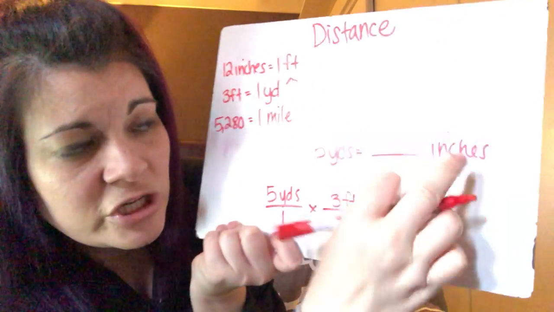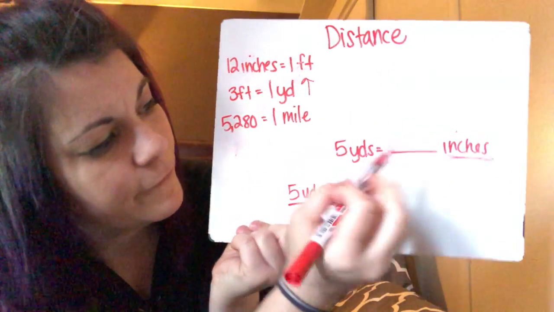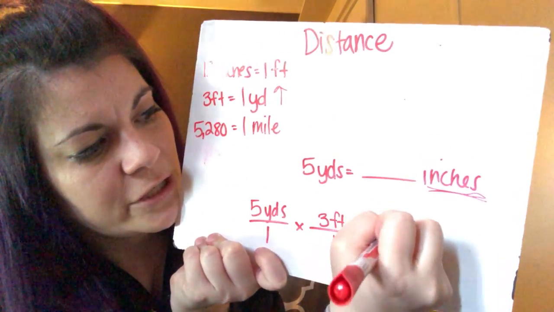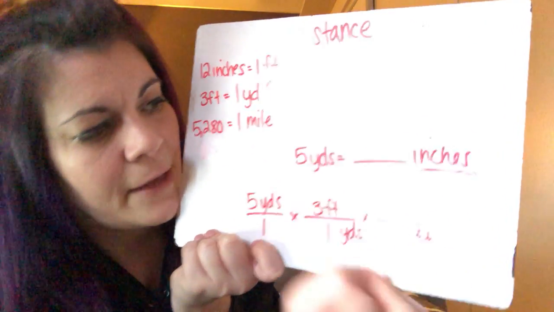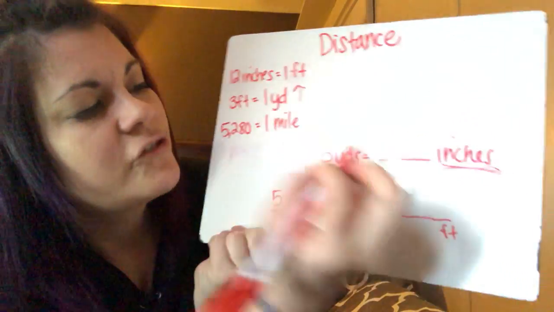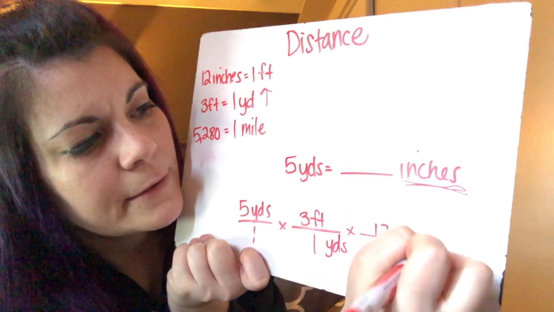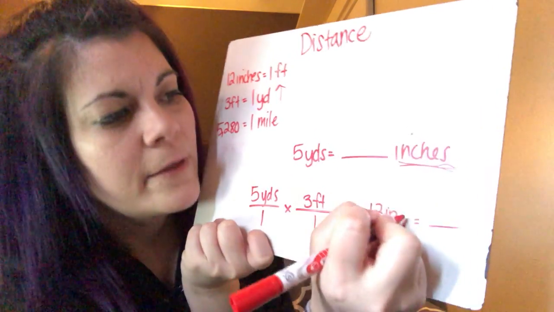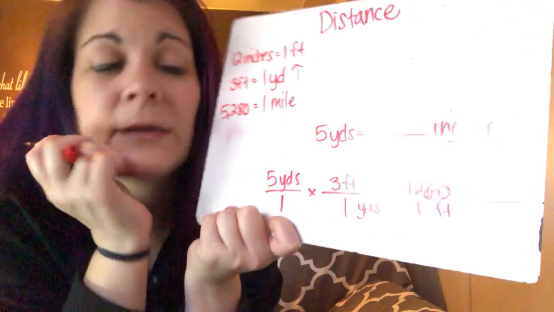Now, are we to inches? Are we to what we're looking for? No, we're not to what we're looking for yet. So I have to do another conversion. Feet are on top, so feet are going to go on bottom. And I can do feet to inches, 12 inches to 1 foot. So 1 foot, 12 inches. And now I stopped where I needed it, okay?